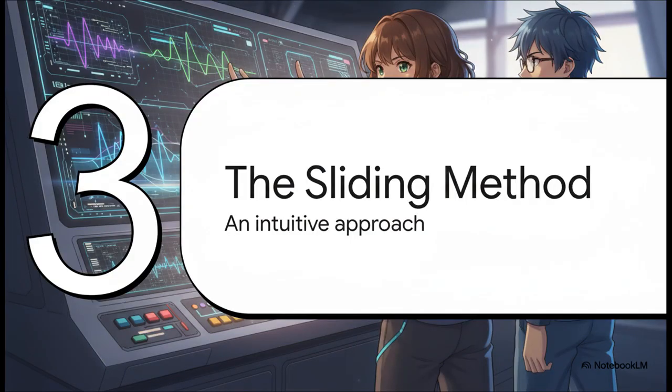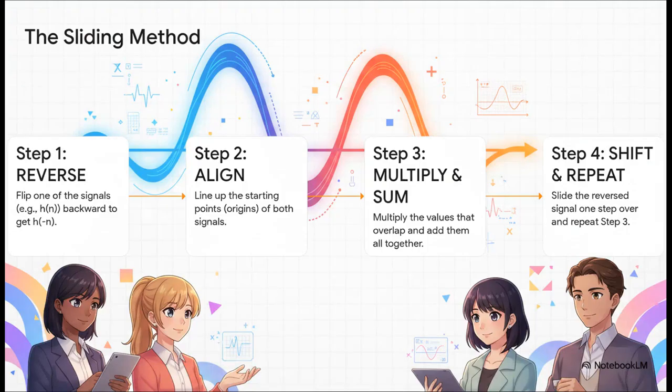Now for the really fun part. How do we actually do this? Well, there are a couple of ways, but my absolute favorite, and the one that makes the most sense visually, is called the sliding method. This is where that abstract definition becomes a really concrete step-by-step thing you can actually see. The process is exactly what it sounds like.